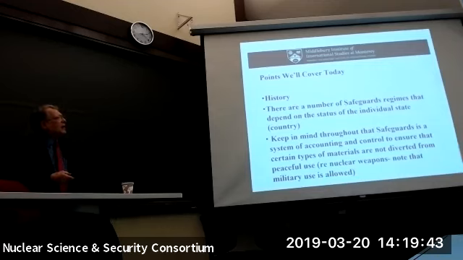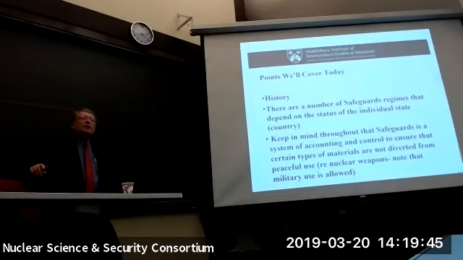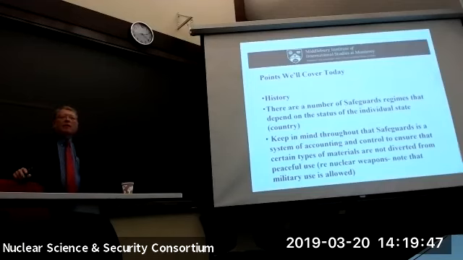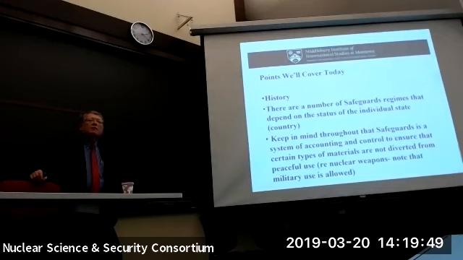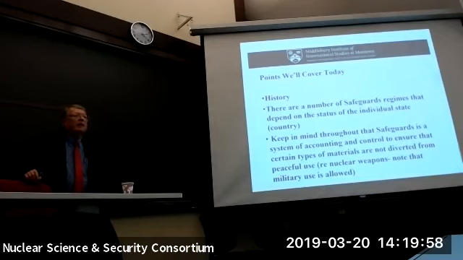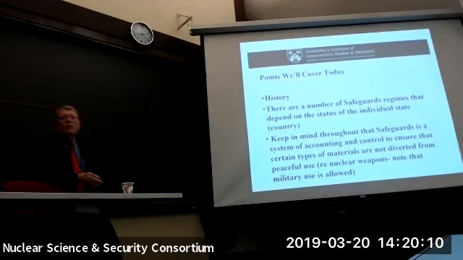Okay, so you want to understand that safeguards is not a monolith. There are a number of different safeguards regimes. You want to figure out how that comes together. Safeguards is a system of accounting and control of the material. It does not prevent, and is not designed to prevent, theft or diversion. It is designed to detect theft and/or diversion. By diversion, I mean diversion into a weapons program.